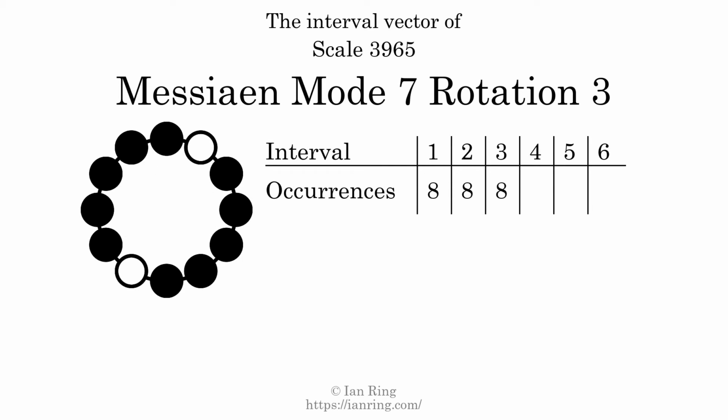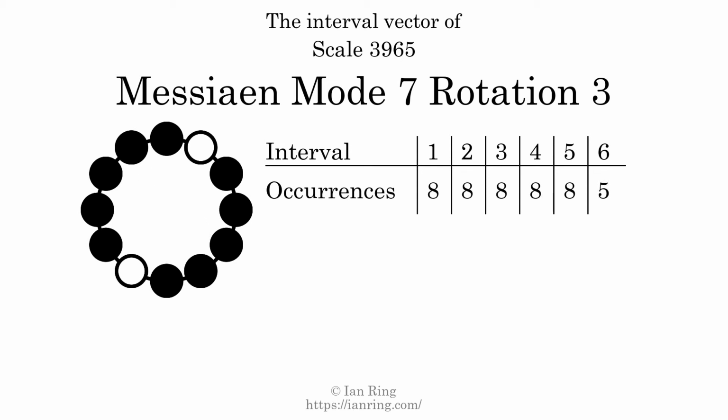There are 8 intervals with the size of 3 semitones, 8 intervals with the size of 4 semitones, and 8 intervals with the size of 5 semitones. Each set of them is shown on the scale in turn.